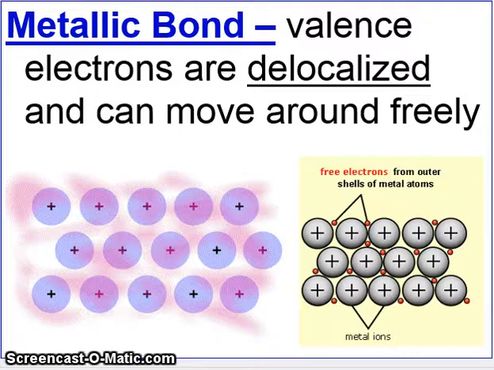In a metallic bond, the valence electrons are what we call delocalized. By delocalized, we mean they're everywhere. They're not localized. They're not stuck to a particular atom. They can actually go anywhere they want in the whole arrangement. So they move around freely, is the other way of putting it.